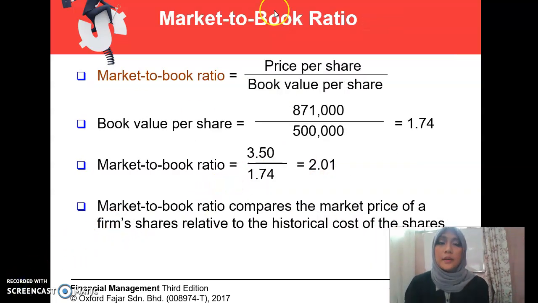Okay, market to book ratio. What is market to book ratio? You have to calculate price per share over book value per share. So you will get 2.01. Basically, market to book ratio compares the market price of the firm's share relative to its historical cost of the share, meaning the share that you sell to the shareholder. The historical cost means the cost of the share that you sold in the first place.